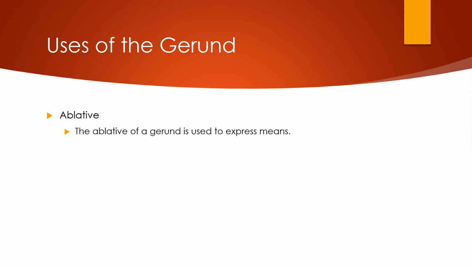For the ablative, this is often used if we want to express means with a gerund. Here we see the sentence discimus legendo, which would translate as we learn by reading, where reading is the means by which we learn.